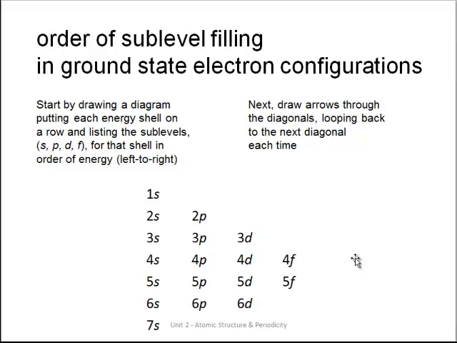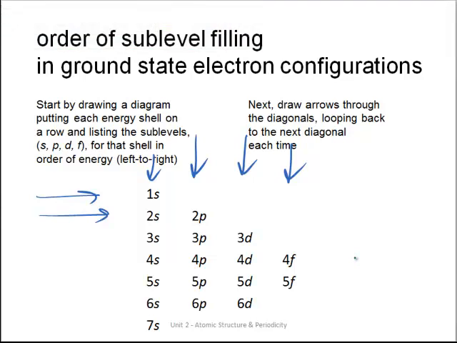Okay, so without looking at the plot, we're going to want to figure out a couple of ways to describe or figure out what orbitals are lower energy than other orbitals, and one way to do that will be pictured here. So what you're going to want to do is start by drawing a diagram that looks like this, with all of the sublevels in columns, S, P, D, F, and all the energy levels in rows, 1, 2, and so on.